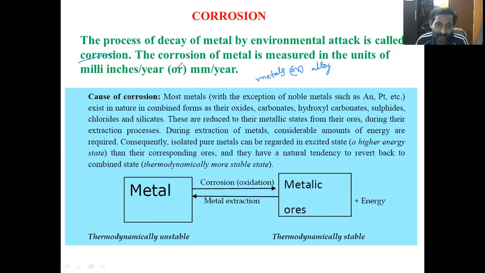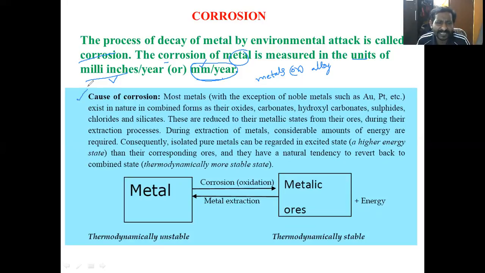So what are the units for corrosion? Generally, the corrosion of a metal is measured in milli-inches per year or millimeters per year, because corrosion is a very slow process and takes years. That is why we measure the corrosion product on the metal surface in units of either millimeters per year or milli-inches per year. So that is the definition: the process of decay of metals by environmental attack. Whatever environmental conditions are present, like gases, liquids or solids, can cause the corrosion of metals or alloys.